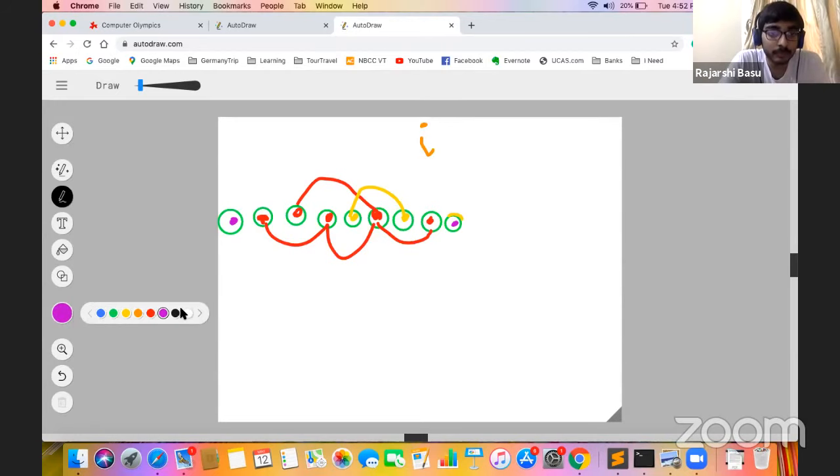Now, let's make a new graph where the nodes in the new graph are basically the components in our previous graph. So this is, say, a purple component. This is another purple component. We have a red component as well. And then we have a yellow component.